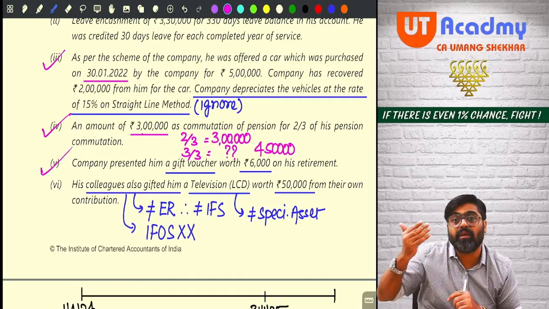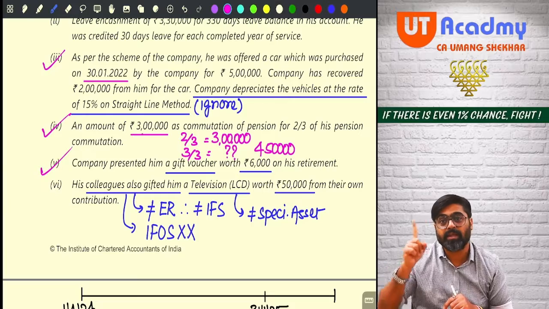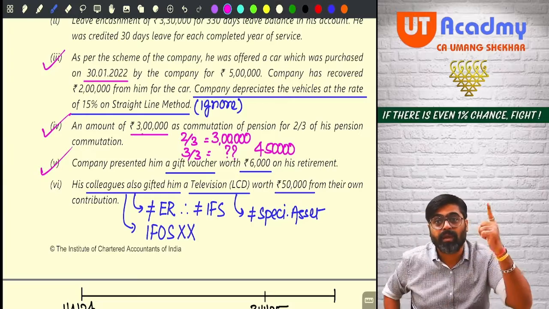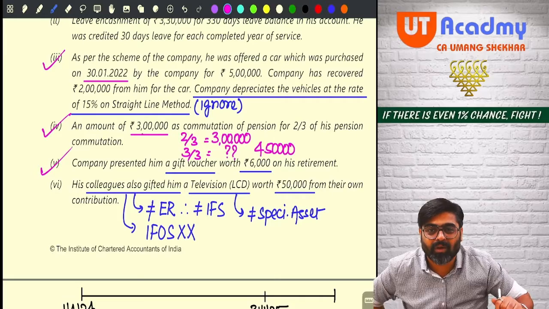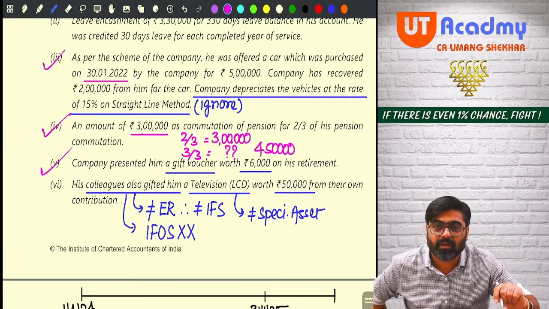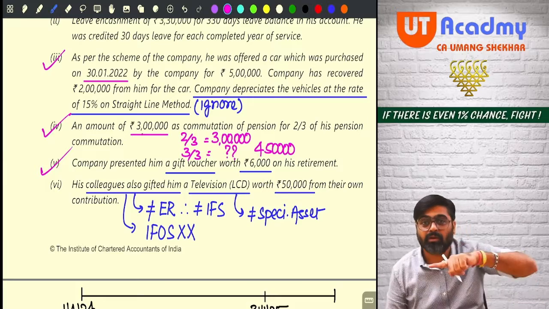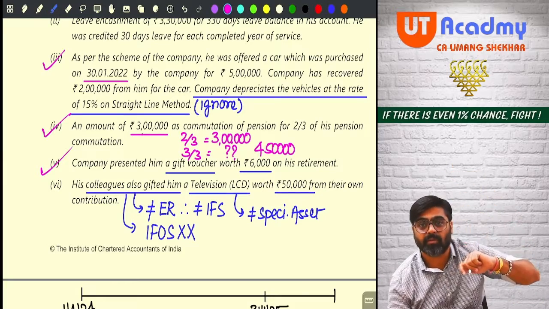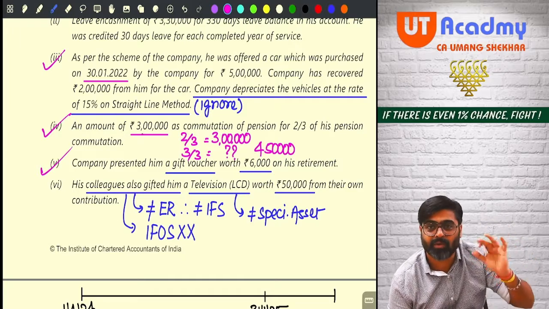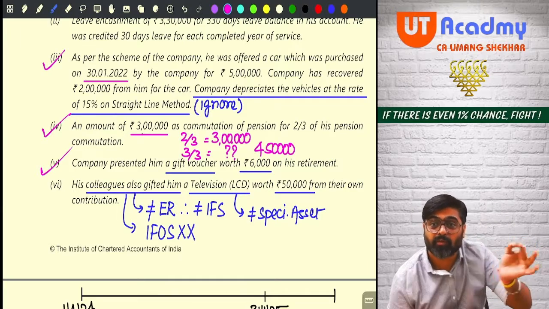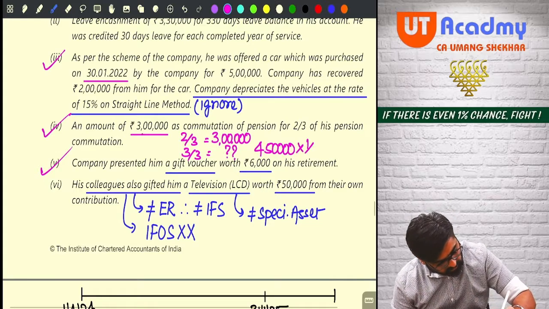Out of this 3 lakh, he will get exemption under section 10(10A). Exemption will be either the actual amount 3 lakh or maximum 1/3 of fully commuted pension. Why 1/3, sir? Because he is also receiving gratuity on retirement. So the non-government employee also receiving gratuity on retirement, for him, the commuted pension can be exempted to the extent of maximum 1/3 only, no? 1/3 of what? Fully commuted pension, which you have already calculated now. So I will do 1/3 of this.